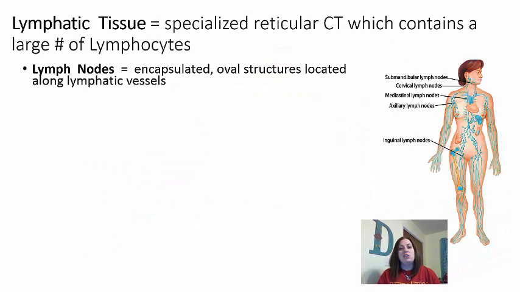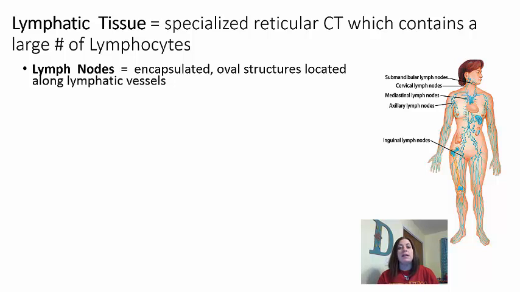Now, lymphatic tissue is specialized reticular connective tissue. So if you can't remember what reticular connective tissue looks like, go back to chapter 4. You can kind of think of a reticular giraffe. It has that kind of structure to it. It contains a large number of lymphocytes, so we're going to see a large number of those white blood cells located here, those lymphocytes.